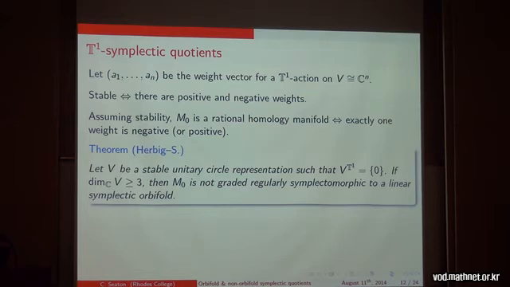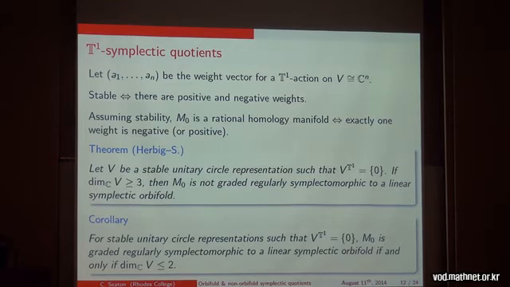This gives a complete answer for the case of circle actions, because all of the dimension 1 and 2 cases were addressed by the theorem that shows that they're explicitly orbifolds. So in this case, the dimension essentially determines whether or not you get an orbifold. That's the corollary stated here.